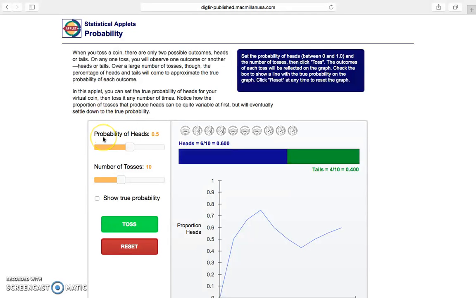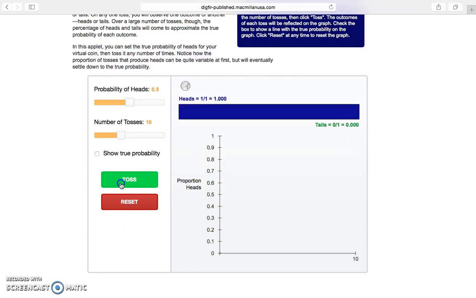So what we know is that the probability of heads or tails when you flip a coin is 50%. Half the time you're going to get heads and half the time you're going to get tails. But what we're going to look at in this applet is what happens after you do more and more repetitions. So we're going to start out by doing 10 tosses. I'm going to go ahead and reset this. I'm going to toss the coins.